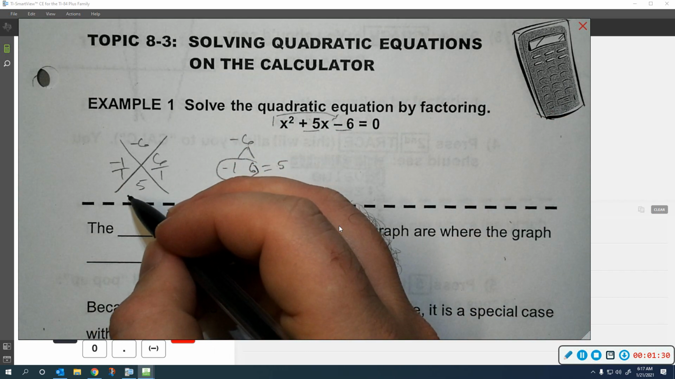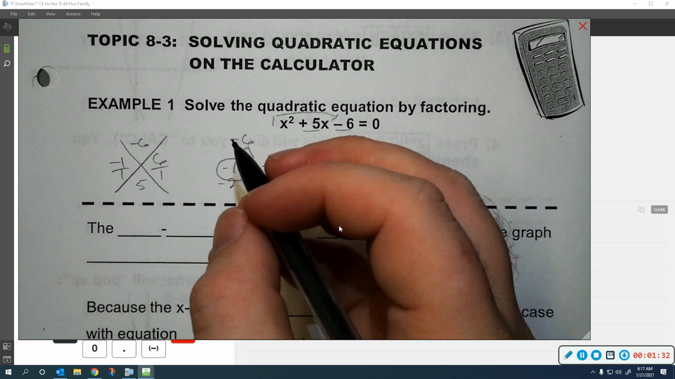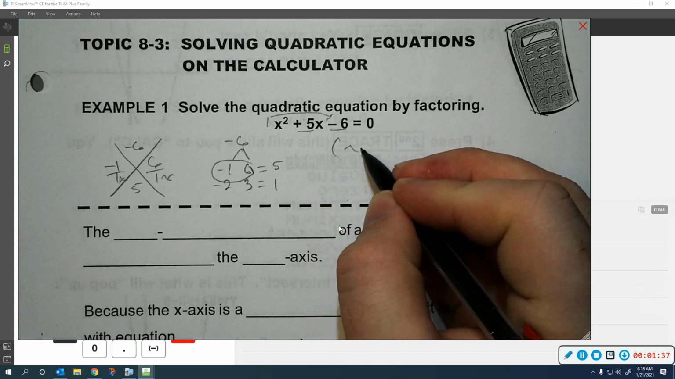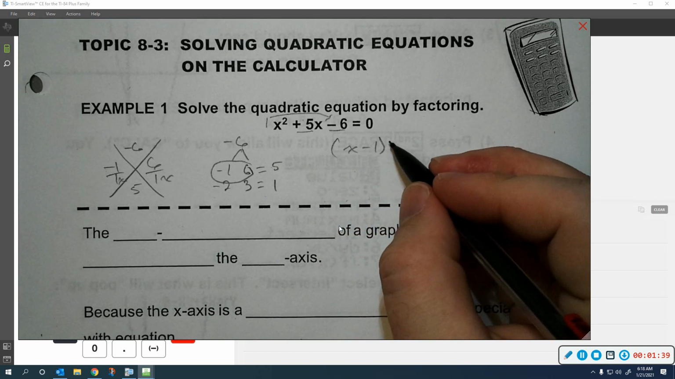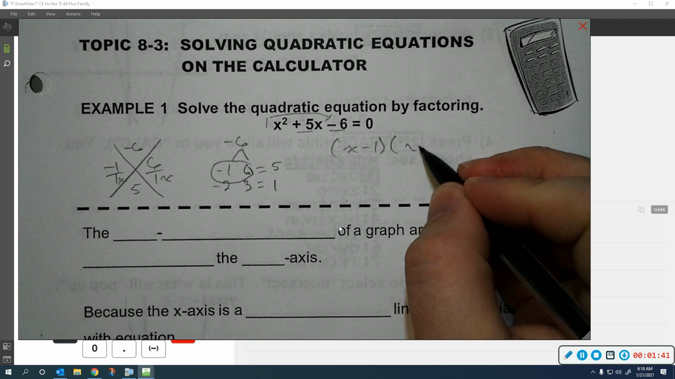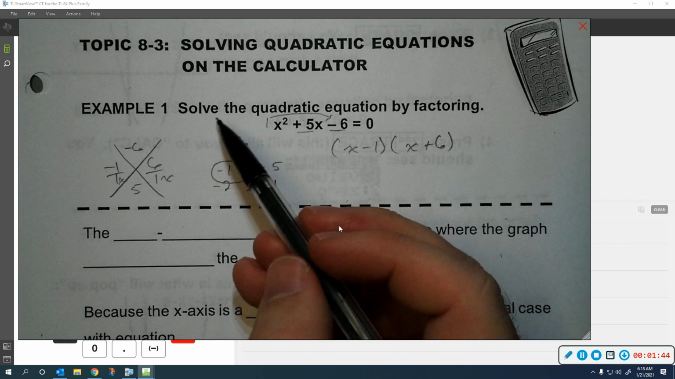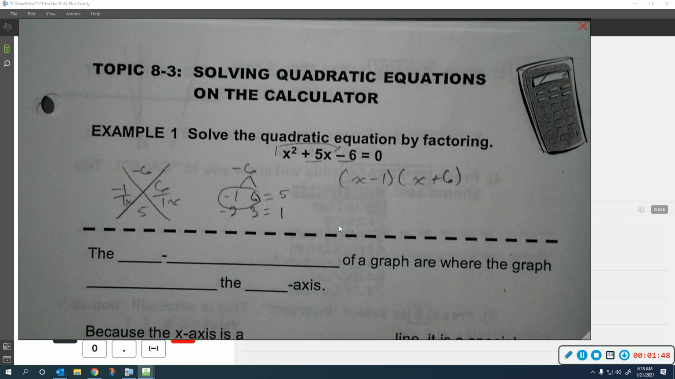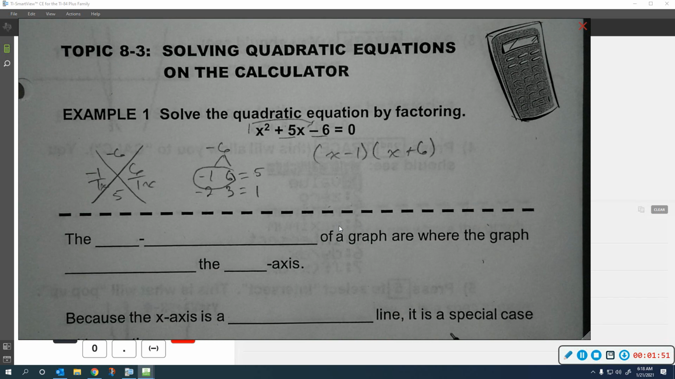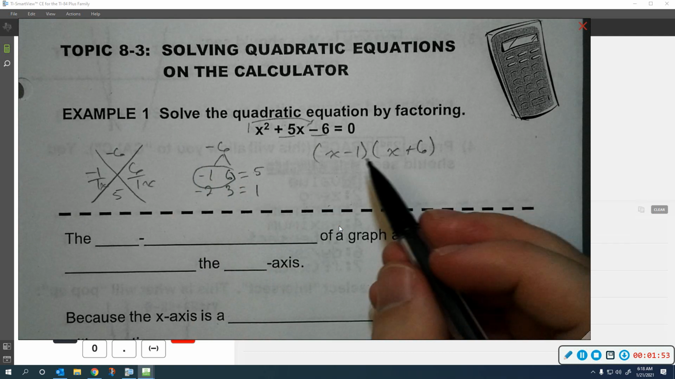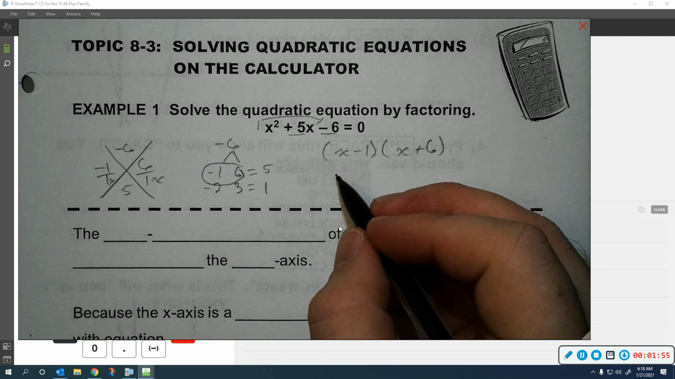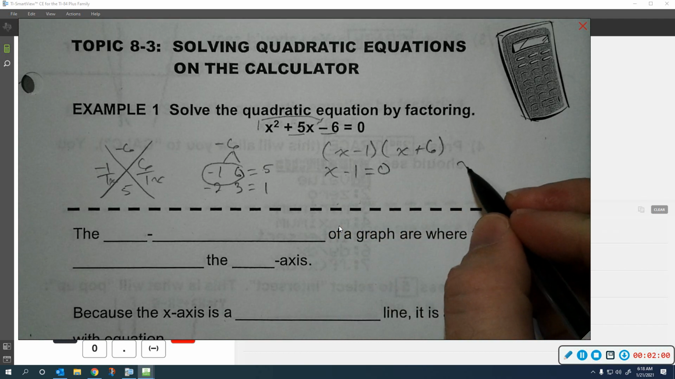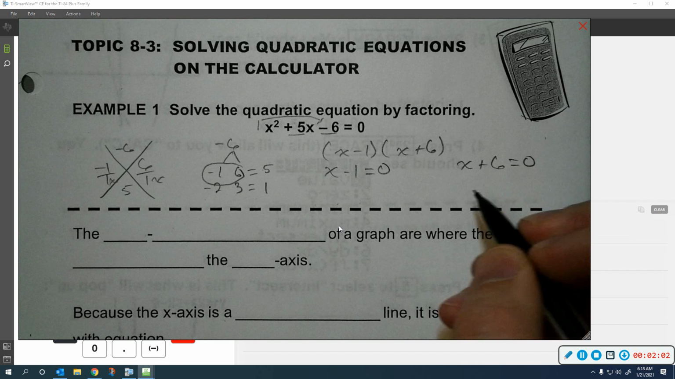See if you can simplify a fraction. We cannot, so the bottom number gets our letter, and these are the factors. We've got x minus 1 and x plus 6. Now, it says solve the equation by factoring. Well, I got the factors, but to solve it, there's just one additional step. Whenever you see the word solve, you need to set the factors equal to 0. So, x minus 1 equals 0, and x plus 6 equals 0.